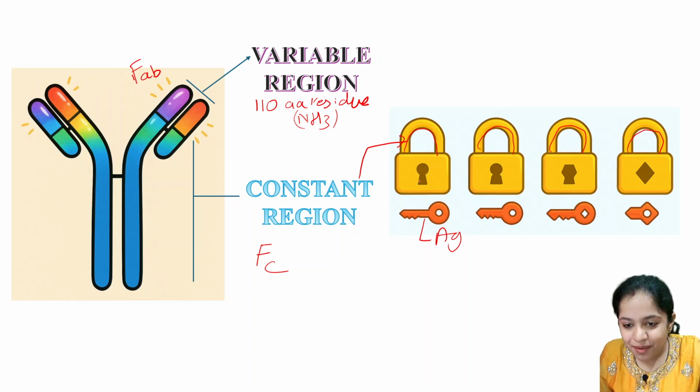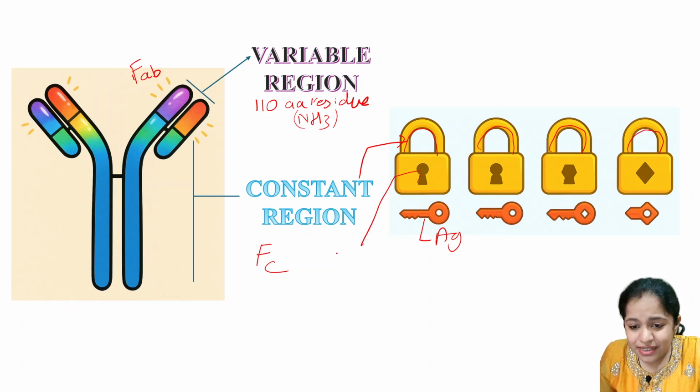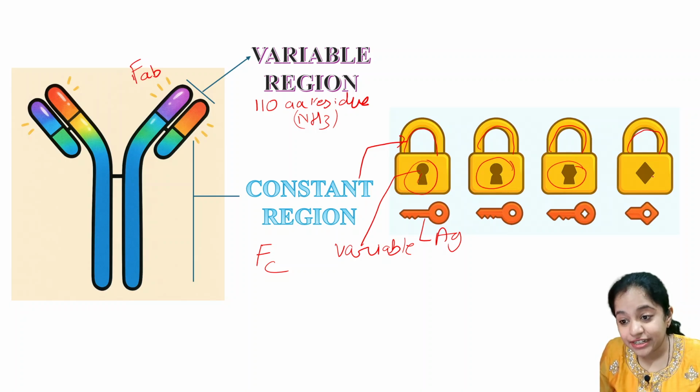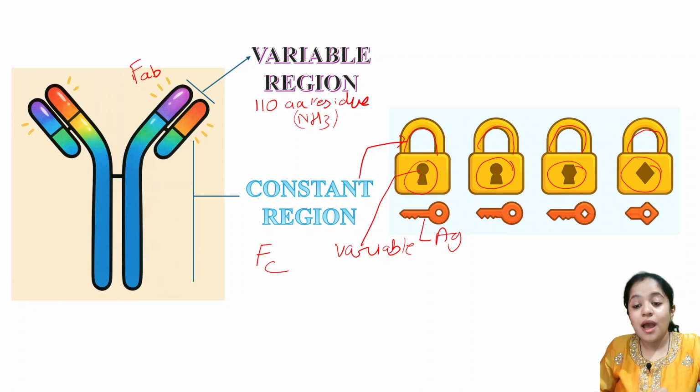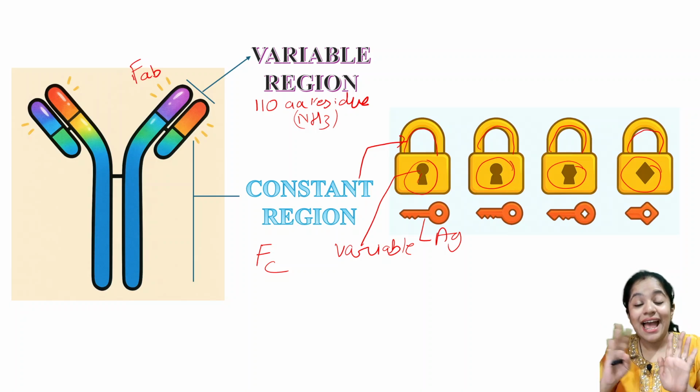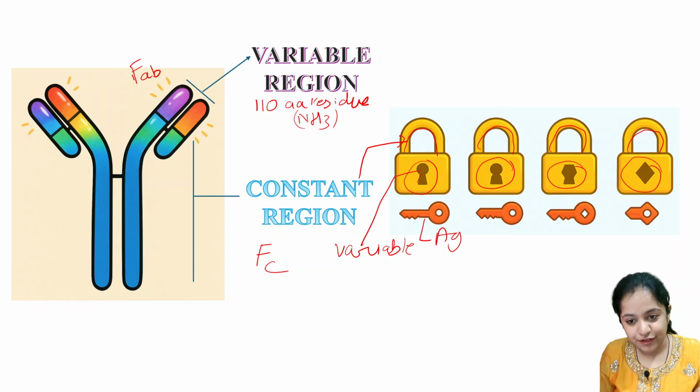Now let's see the part where the key goes inside. You see this structure is different. This is the variable region. Understood? The amino acid sequence making this part is variable, is different. Clear? Why is it different? Because the antigen which is going inside has a different shape. The part of the antibody making contact with the antigen is different, so to fit in, they have different shapes.